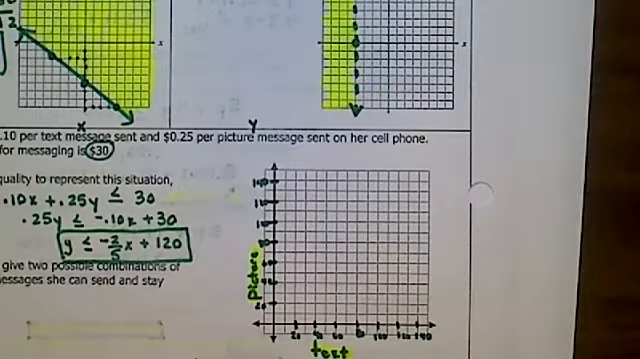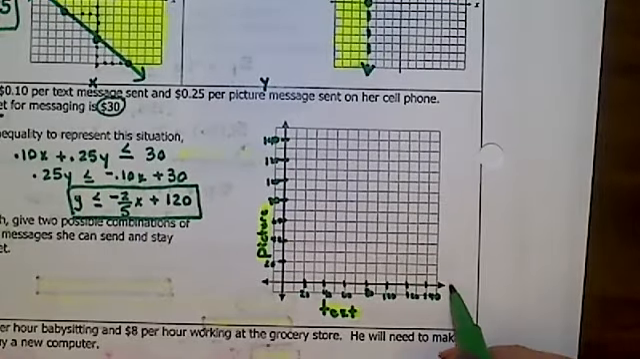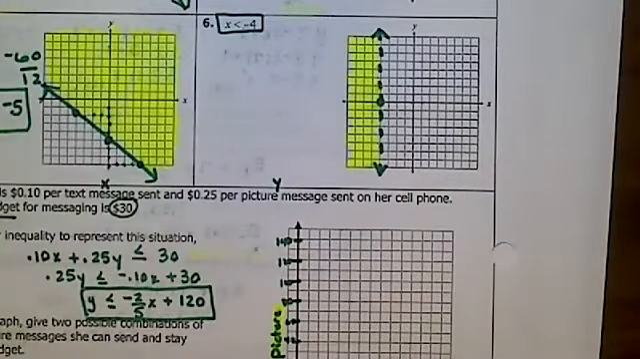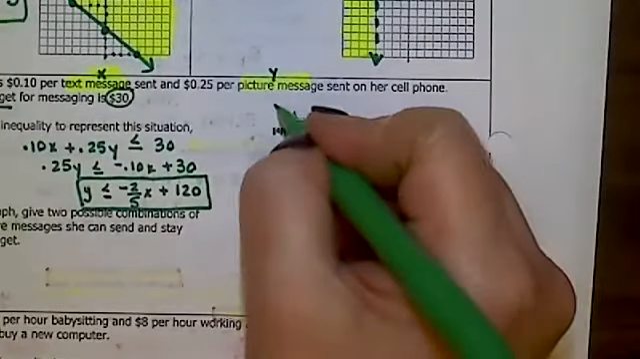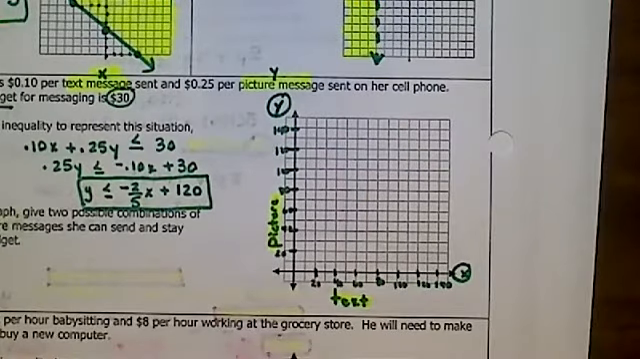Okay, if you notice, I've labeled my x-axis, my text, because that's what I let x be. Notice that was my text message. And my y-axis was my picture message, so that's what I labeled my y-axis. Okay, I went by 20s. It's really a scale of 10s, if you notice, but I just labeled the 20s.